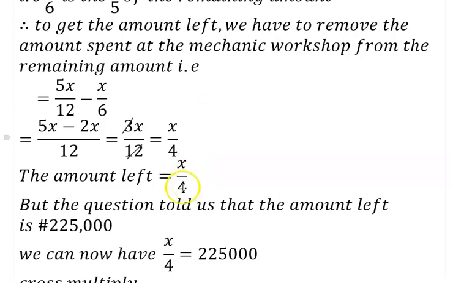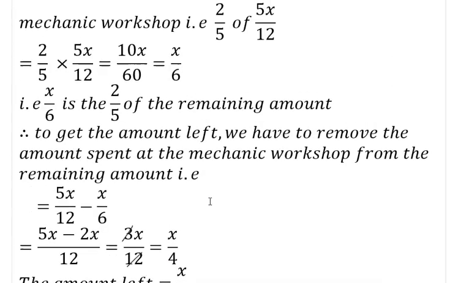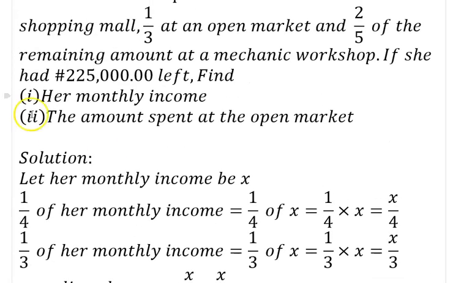But the question told us that the amount left is what? 225,000. So what we've been able to get now, the amount left is x over 4. But the question says this x over 4 is 225,000. So we can now have x over 4 equals 225,000. If we cross multiply, that means x will now be 4 times 225,000, which gives us 900,000. So our monthly income is 900,000. That's what the question is asking from us, our monthly income.